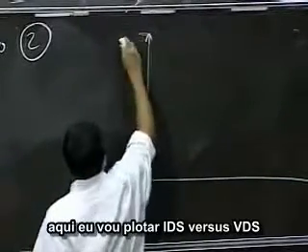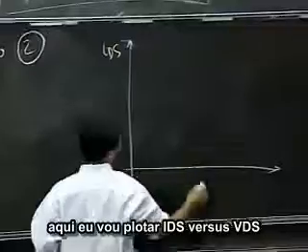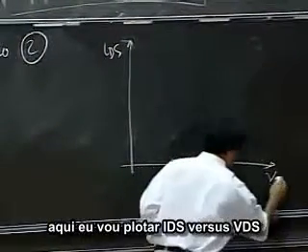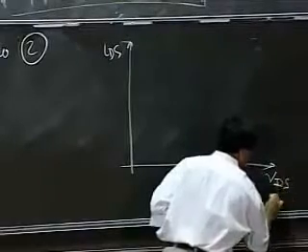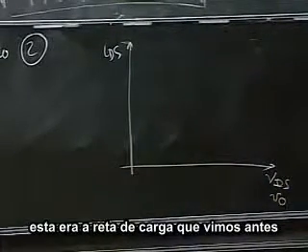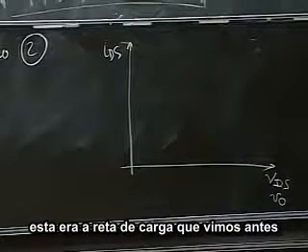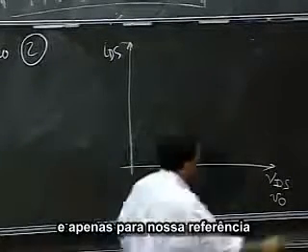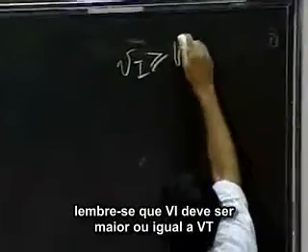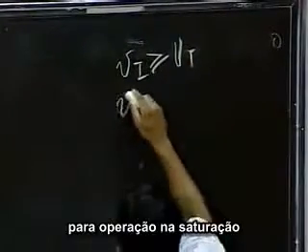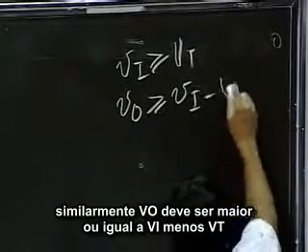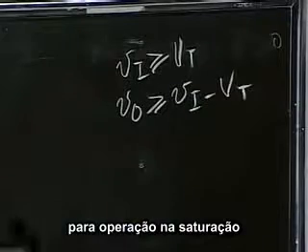So here, I'm going to plot IDS versus, I'm sorry, VDS, which is the same as V0. Okay, this was the load line graph that we'd seen earlier. And just for our reference, remember that VI must be greater than VT for saturation operation. Similarly, VO should be greater than or equal to VI minus VT for saturation operation.